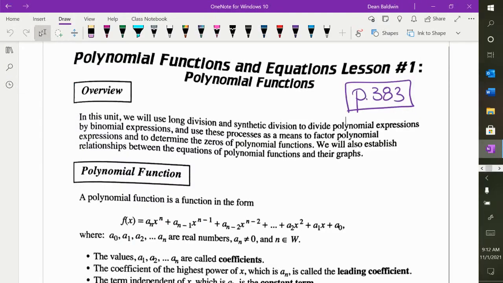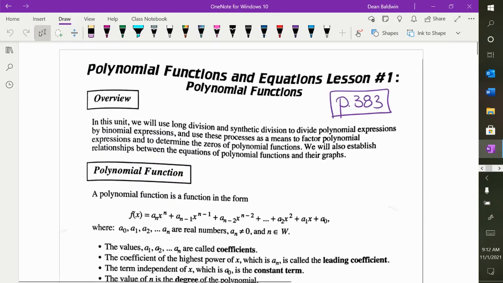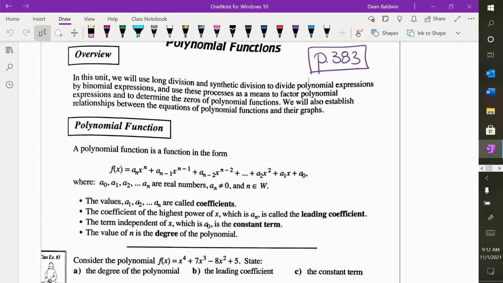Okay, 383, polynomial functions. I think we talked about polynomials in the very first unit, the very first day. I think I remember saying this is the definition of a polynomial, but you're not used to seeing it like that. You're used to seeing this kind of stuff.